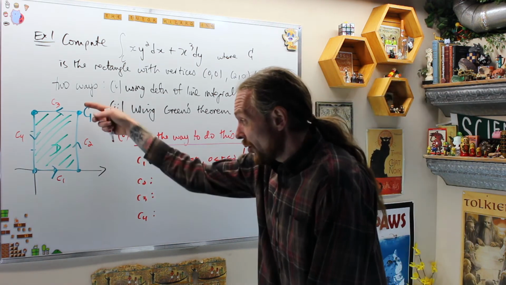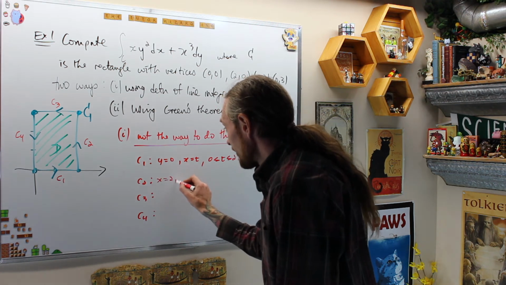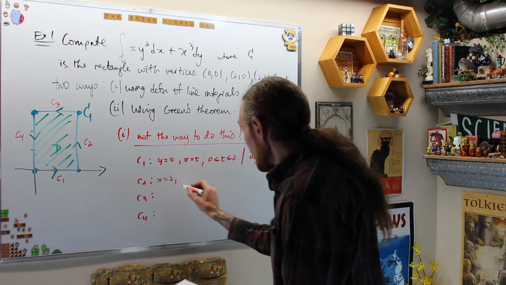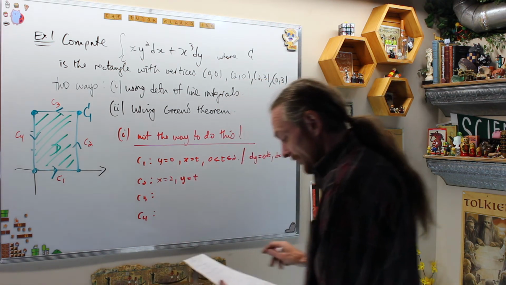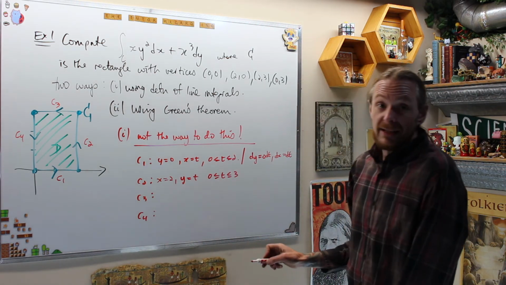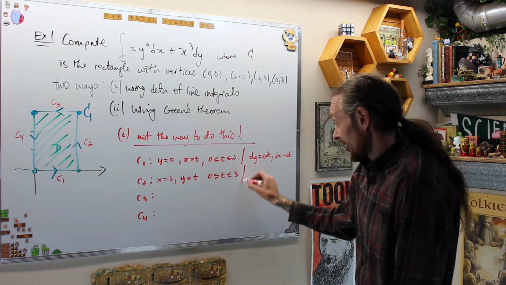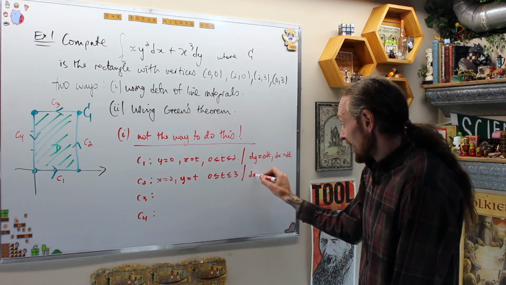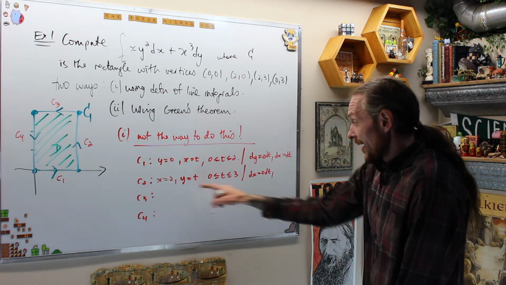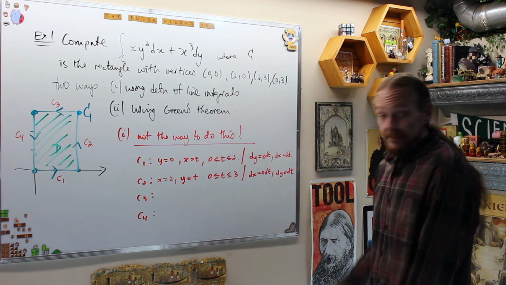C2 is this one, where you can see x is the constant 2 and y is t, where now 0 is less than or equal to t is less than or equal to 3. If you move up, you'll move from there to there. That's where you're going to move. And that says dx is now 0 dt and dy is equal to dt.